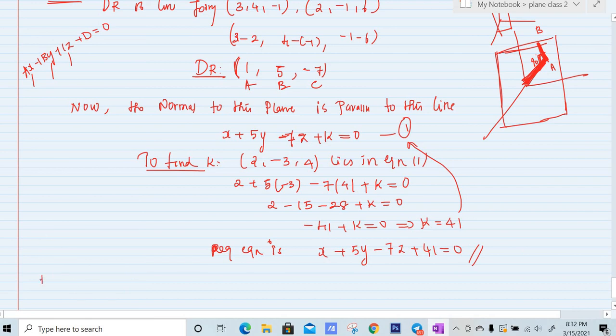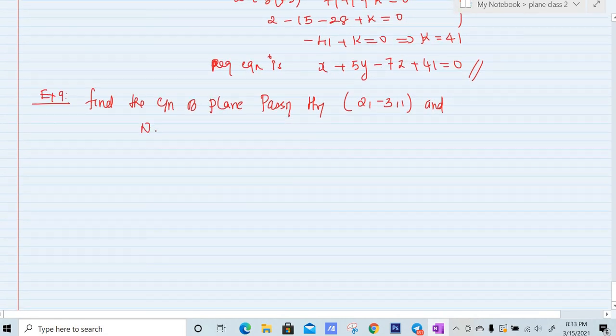Let me give you one more problem for exercise. Exercise number 9. Find the equation of plane passing through (2, -3, 1) and normal to the line joining... same problem, I just changed the numbers, right? So what's the solution?